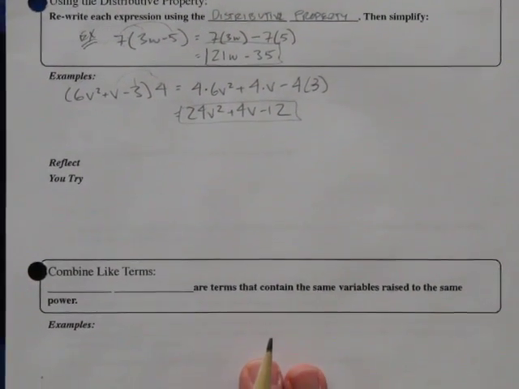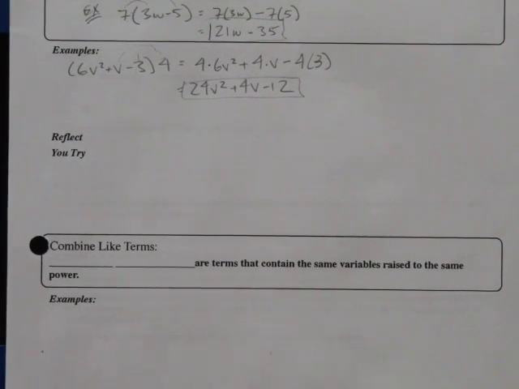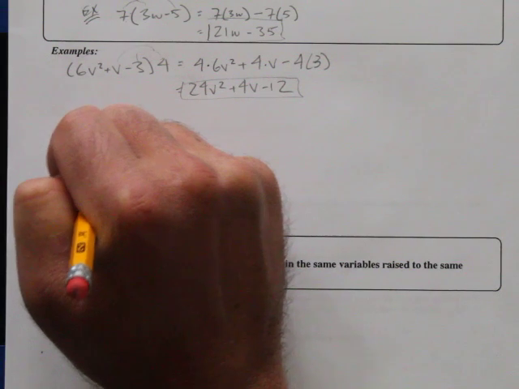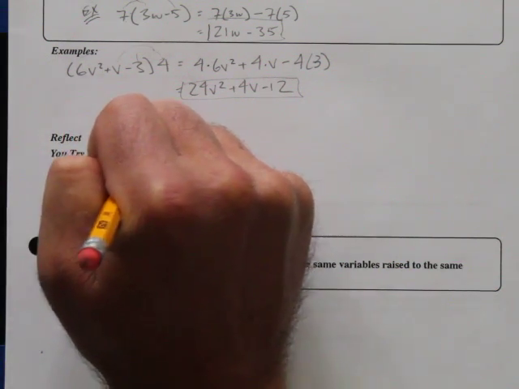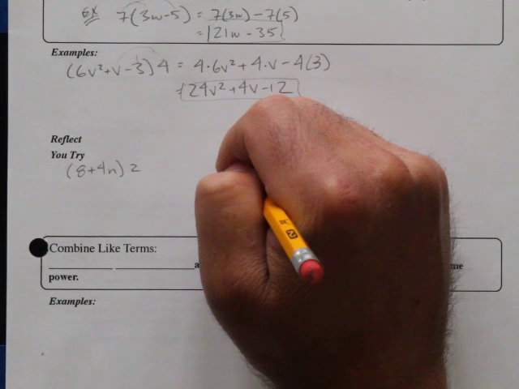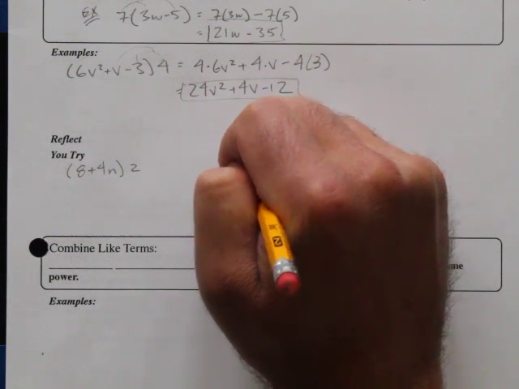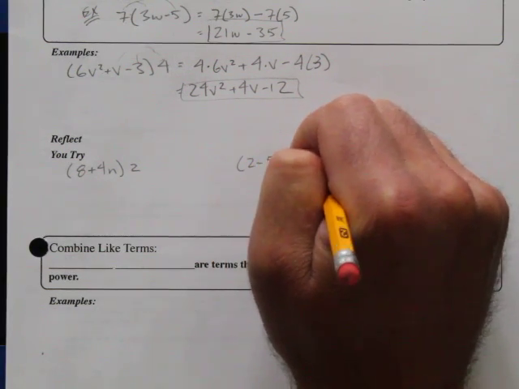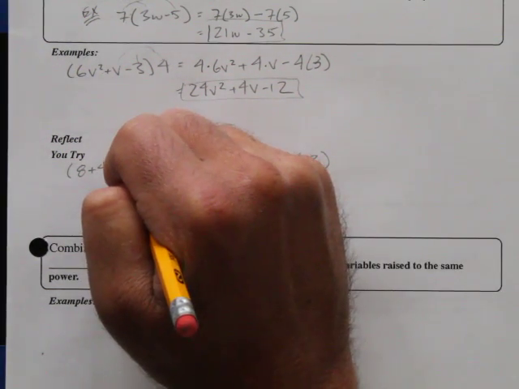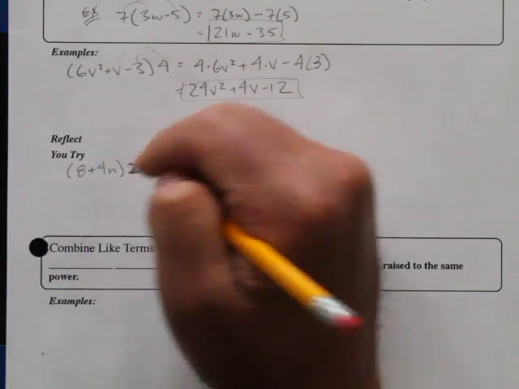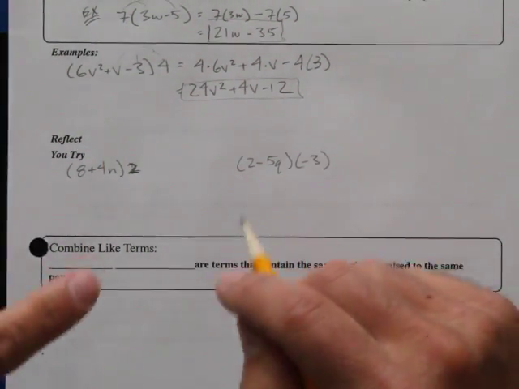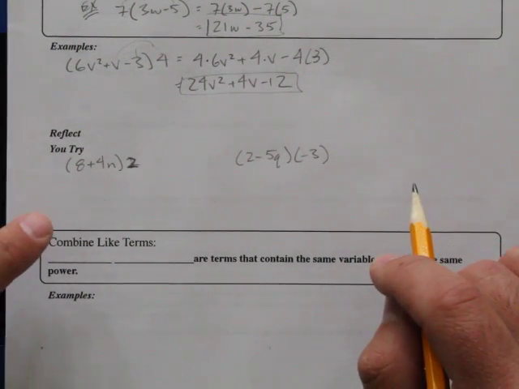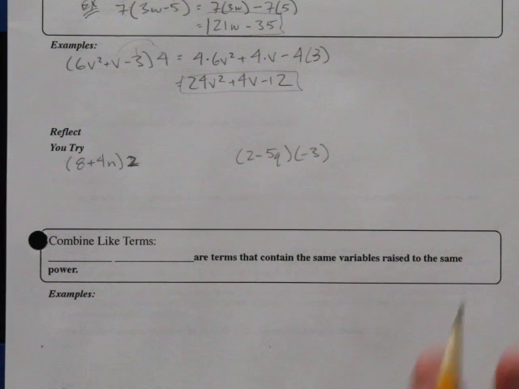Now, let's have you guys do a couple. So let's have you do 8 plus 4n times 2 and 2 minus 5q times negative 3. So this is times 2, not to the power of 2. Okay, so go ahead and pause and do this work, and then we'll come back and do this together. We'll check your work. Pause now.